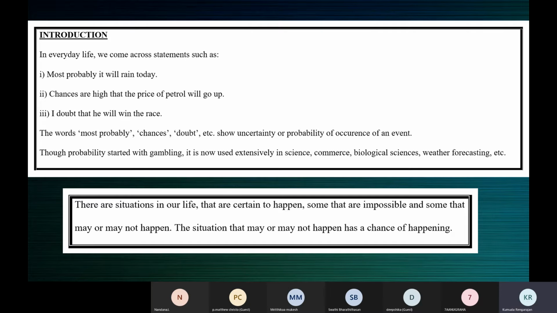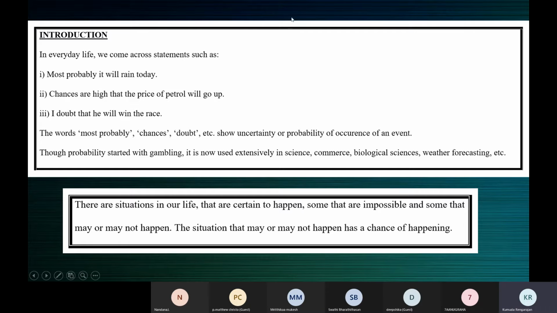Chances are high that the price of petrol will go up, but you don't know if it will or not. You have a feeling there's a good chance that it will go up. Anything can happen. You don't know, but you feel, or the market says, that the chances are high. The other one, I doubt that he will win the race. You're looking at the performer and feel, oh, he's going too slow. I doubt he'll win the race.